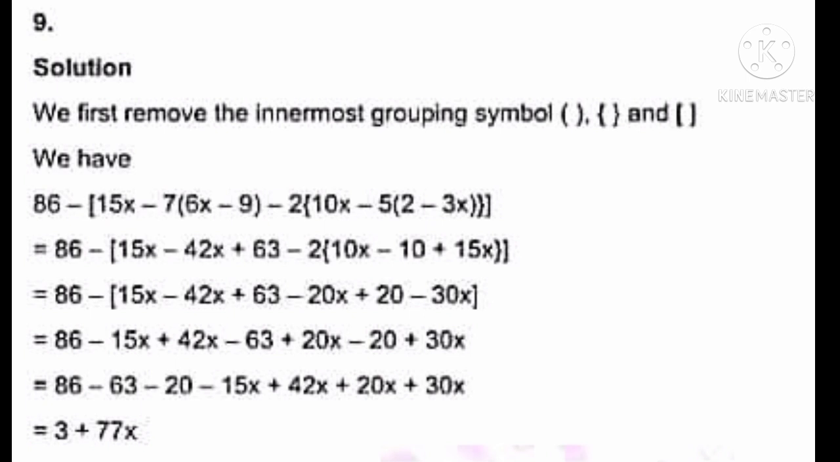So in the first line 86 minus big bracket open 15x minus, now 7 is there, minus 7 rather, so minus 7 into 6x is minus 42x. Then again minus 7 into minus 9 is plus 63. Then again a minus sign is there, 2 middle bracket open 10x minus 5, so it will be minus 10, and minus 5 into minus 3x is plus 15x. Middle bracket closed, big bracket closed. In the next step 86 minus big bracket open 15x minus 42x plus 63. Now we are multiplying it.